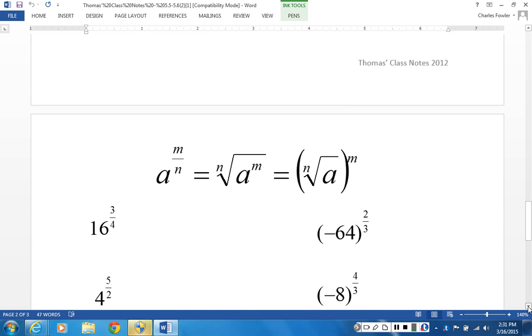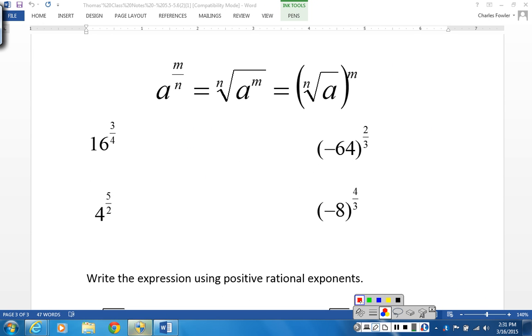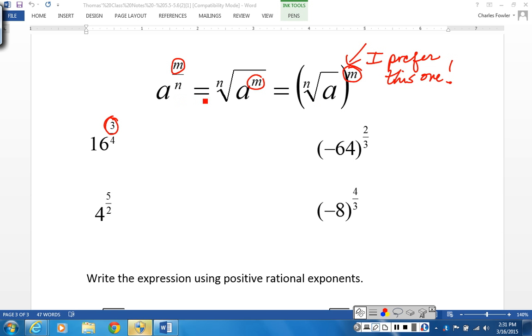Let's go to some problems where the numerator is not 1. In these cases, you'll see that you have, for example, a 3 in the numerator, and we're going to call that m. That m either goes here or, like I mentioned earlier, it goes on the outside. I prefer this format here, so that's what we're going to use. But all of these, as you can see, are equivalent to each other. I prefer rewriting exponents in this way.